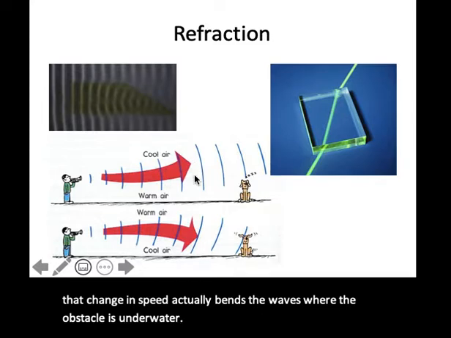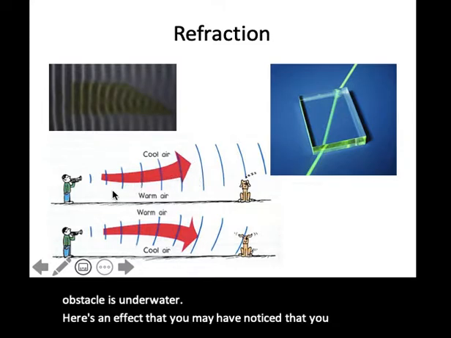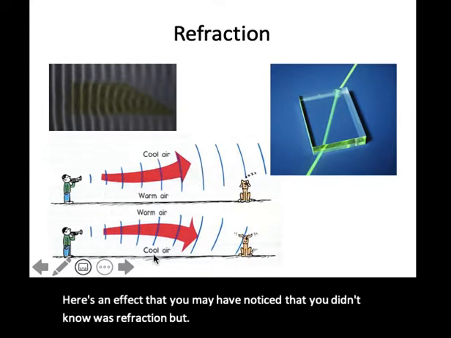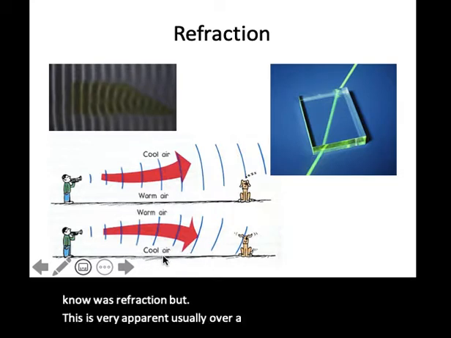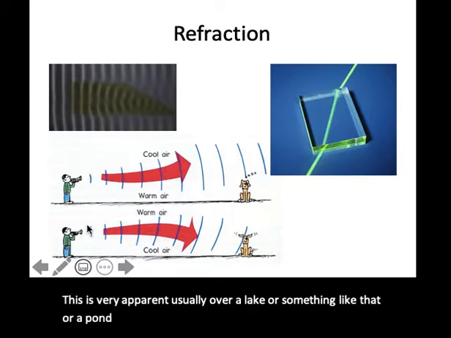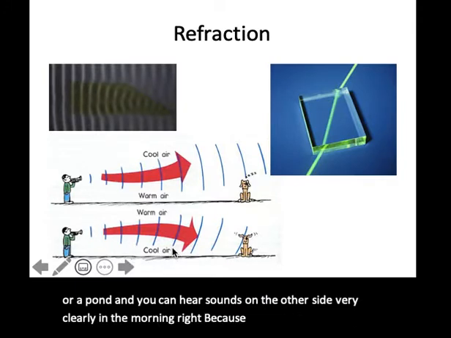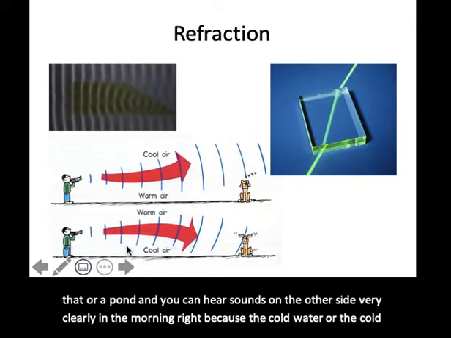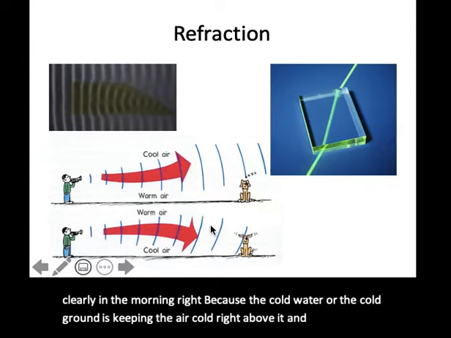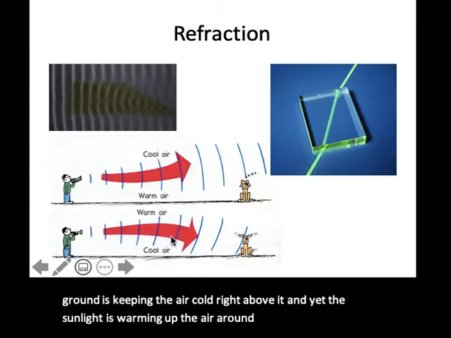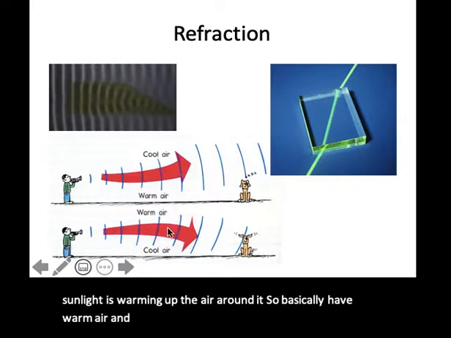Here's an effect that you may have noticed that you didn't know was refraction, but this is very apparent usually over like a lake or a pond. And you can hear sounds on the other side very clearly in the morning, right? Because the cold water or the cold ground is keeping the air cold right above it, and yet the sunlight is warming up the air around it. So basically, you have warm air and cool air, which are like two different media, right?